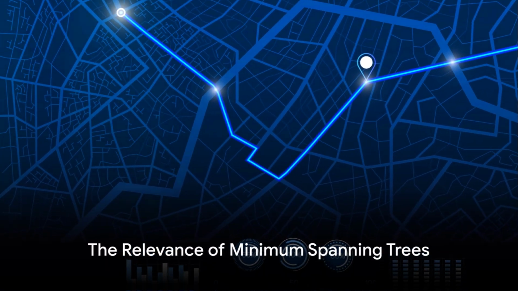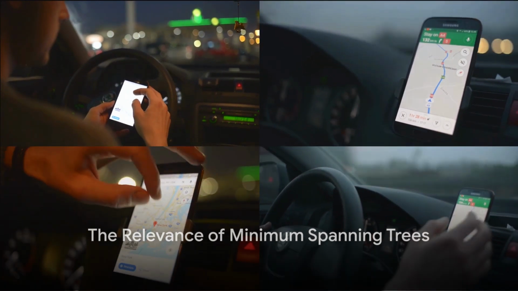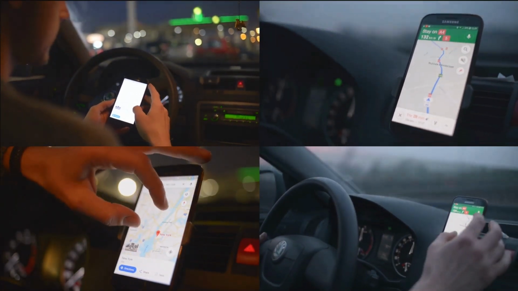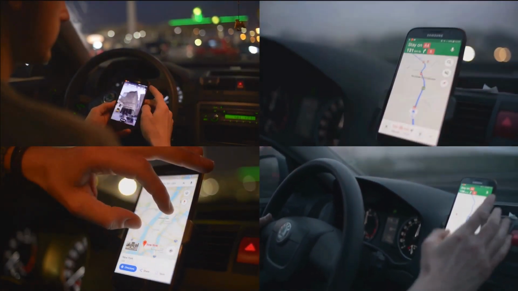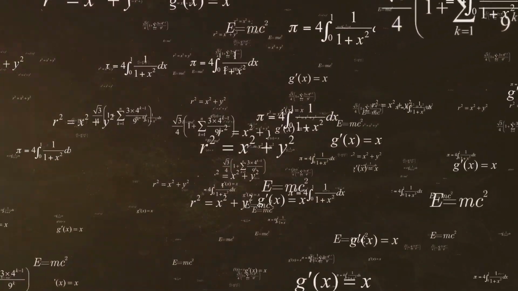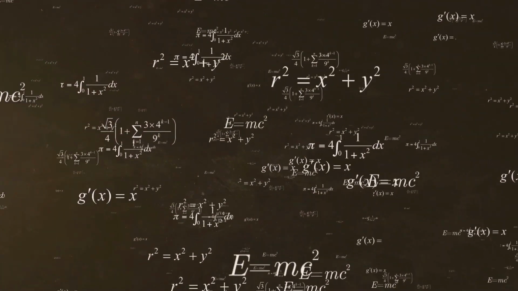Have you ever wondered how your GPS calculates the shortest route to your destination? It's not just random guesswork. It's a clever application of a mathematical concept known as the minimum spanning tree. This concept is a gem from the treasure trove of graph theory.